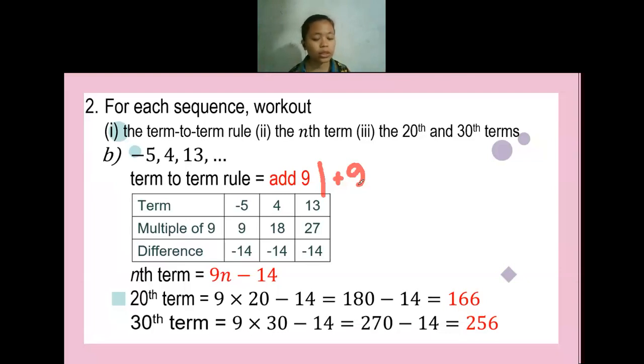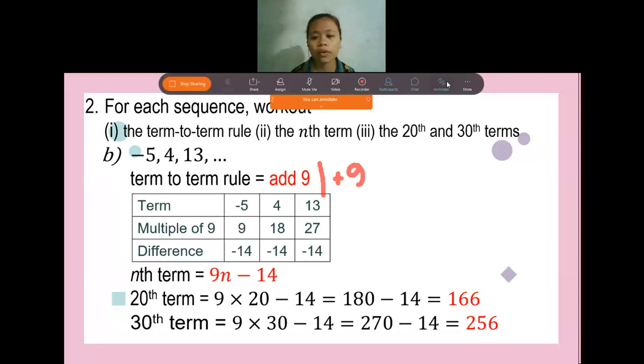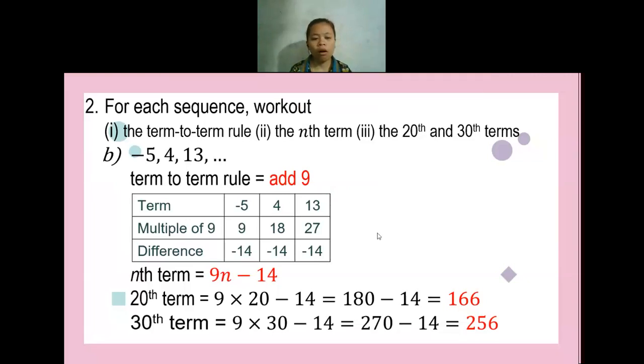Is there anyone having any question? No? Okay. If you have no question, let us move to question 3. Wait, where is my slide? Okay.